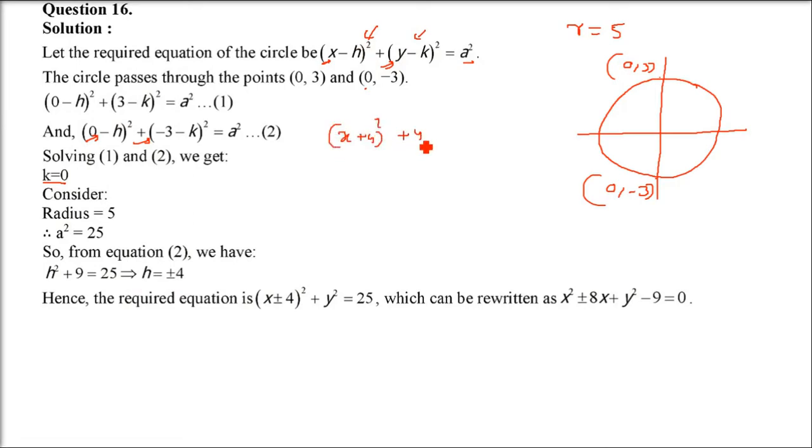So this will be (x plus 4) whole square plus y square equals 25. And you get (x minus 4) whole square. One time I am putting plus 4, one time minus 4. So you can just write it like this also. Just put plus minus. It's well understood.